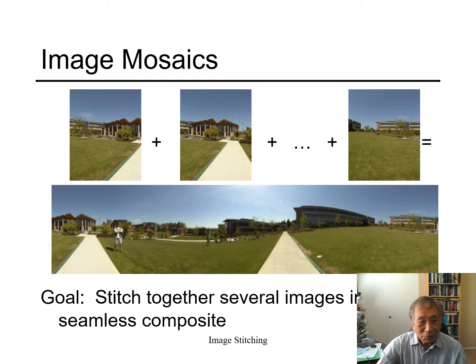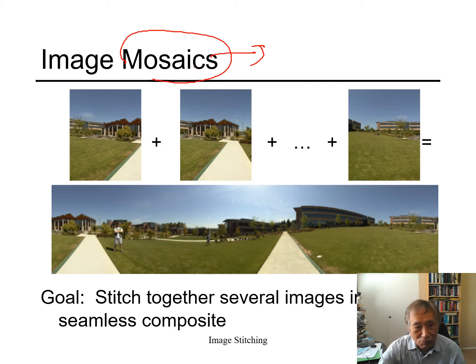So image mosaic and stitching are the same kind of words. Mosaic is piecing together. So to make a mosaic, we need to stitch.